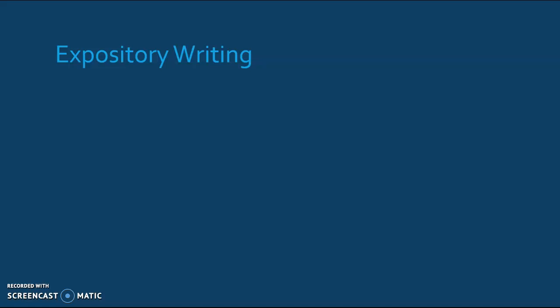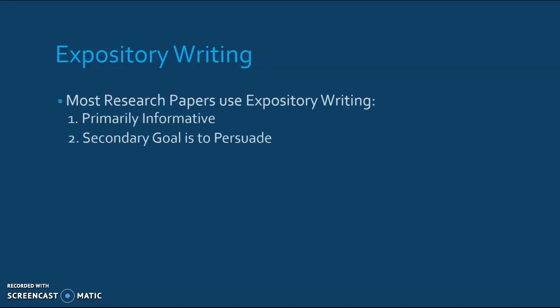The other thing I want you to remember is that you're using what's called expository writing for this essay. Research papers generally use this style of writing. The primary goal is to inform the reader, so it will be mostly informative information. However, there's always a secondary goal to make a point or persuasion.